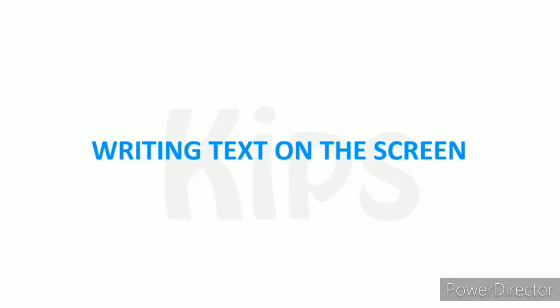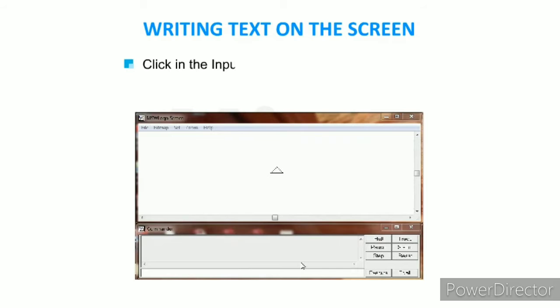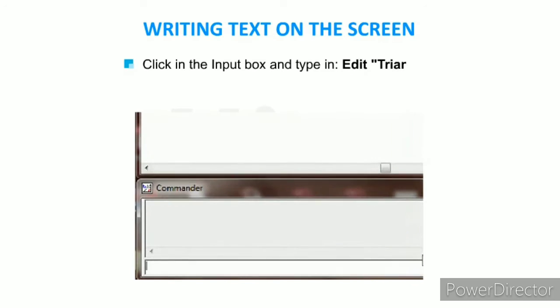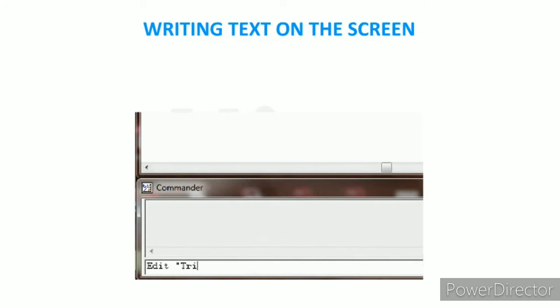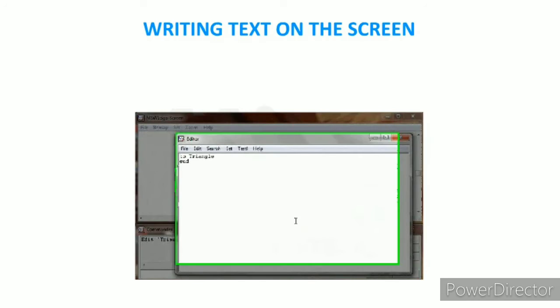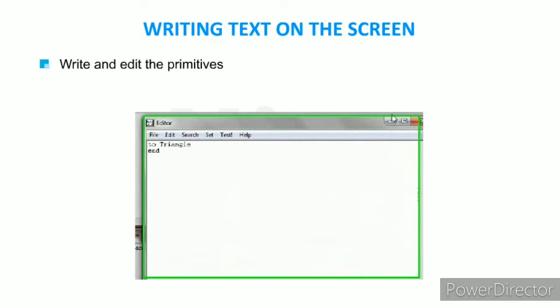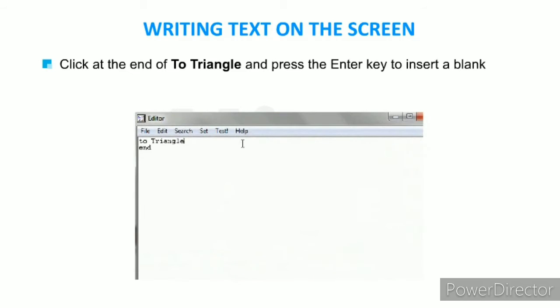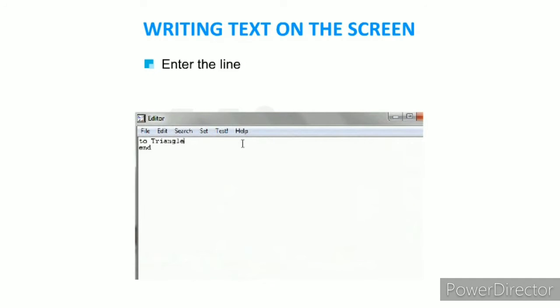Let's now learn writing text on the screen. Click in the input box and type in edit triangle. The editor window appears. Write and edit the primitives between to procedure name and end command. Click at the end of to triangle and press the enter key to insert a blank line. Enter the lines of code to draw a triangle.